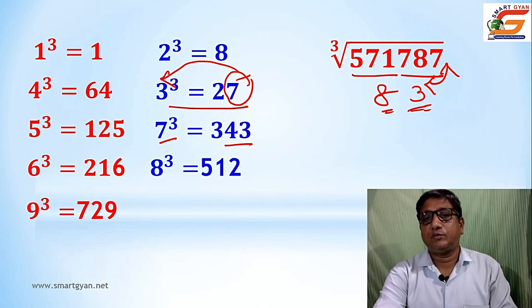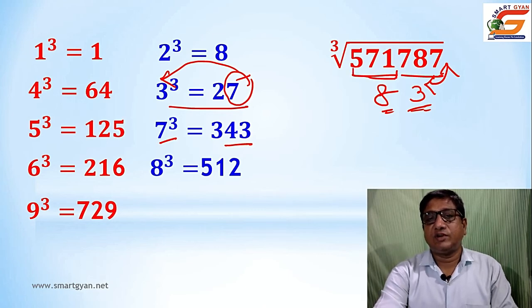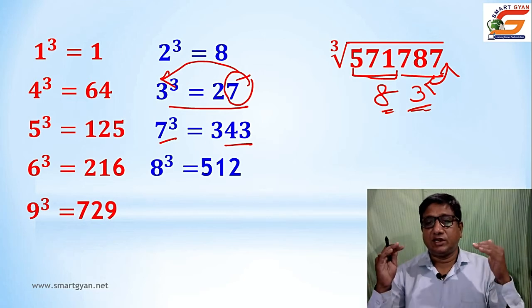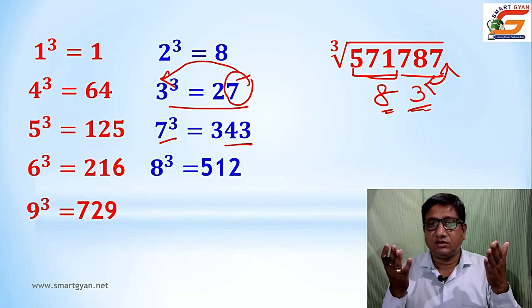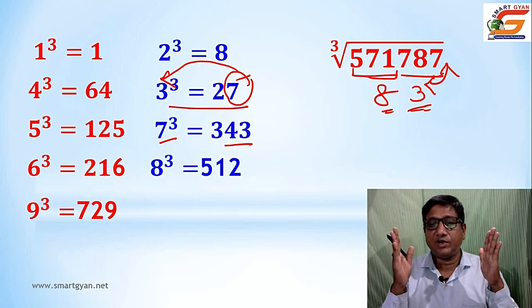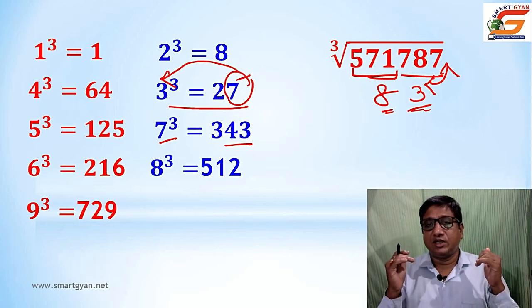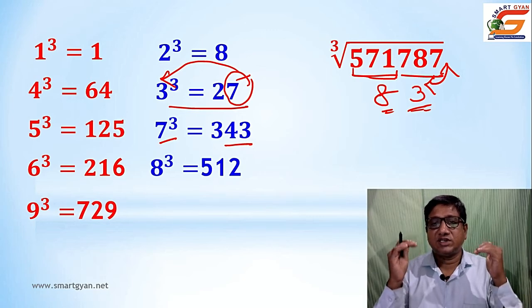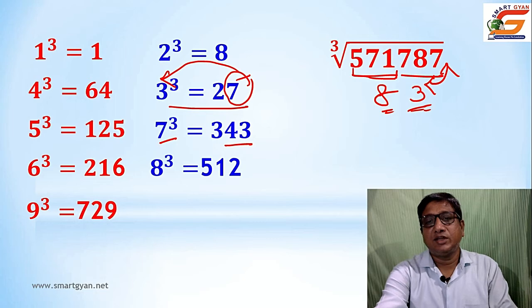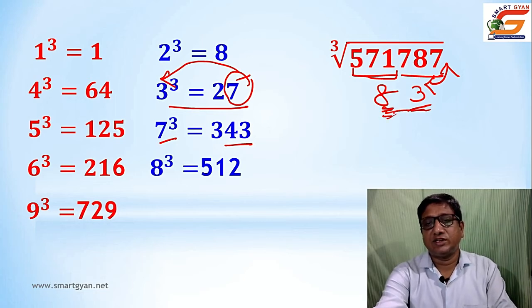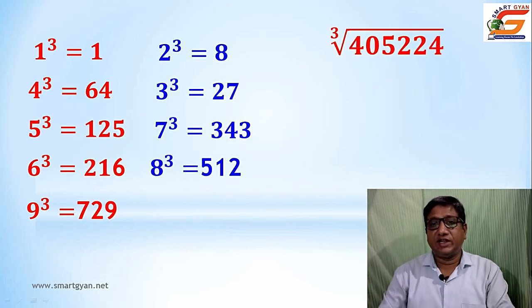Then coming to the left part, 571 is the given left part. 8 cube is 512 whereas 9 cube is 729, and 729 is greater than the given part 571. That is why we take a number whose cube is equal to or less than the left part. Here 8 cube is 512, which is less than 571, so 8 is the root digit of the left part. So your final answer is 83.